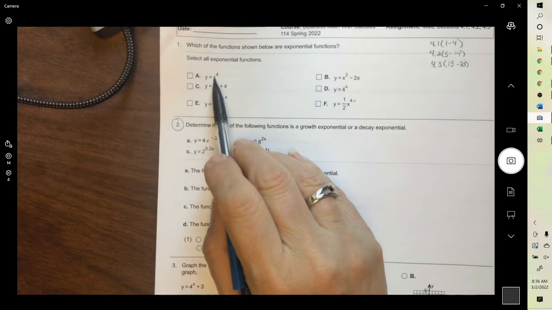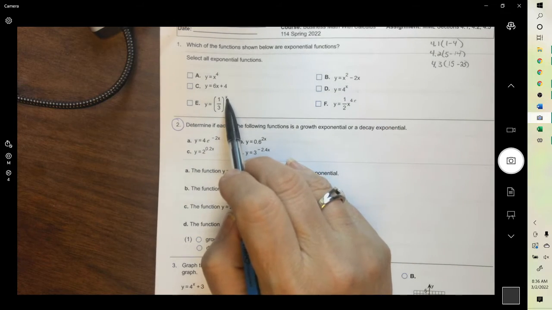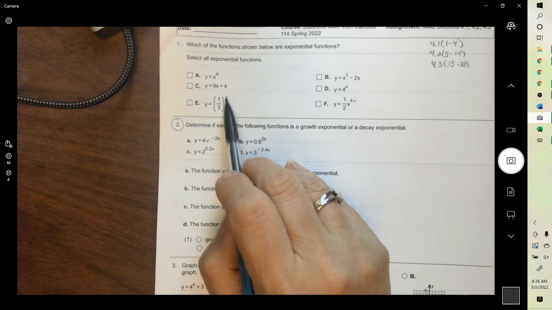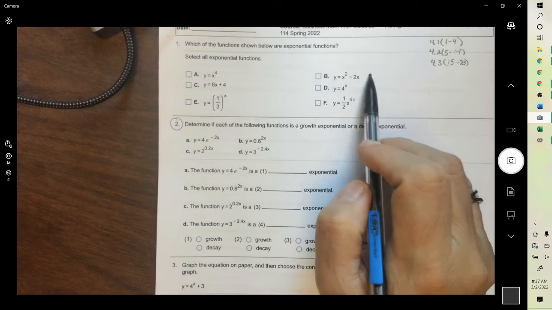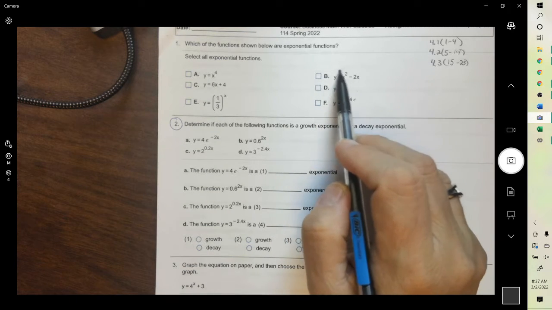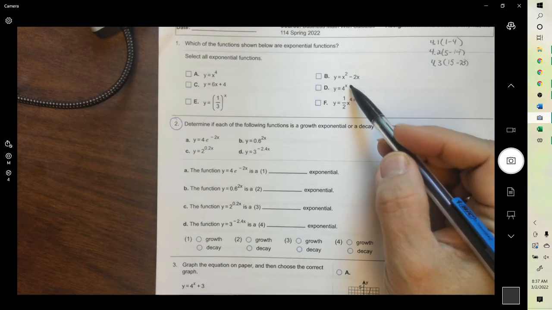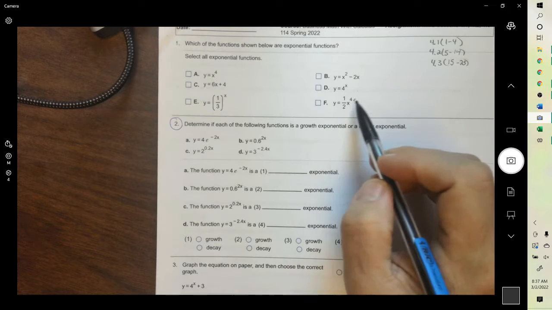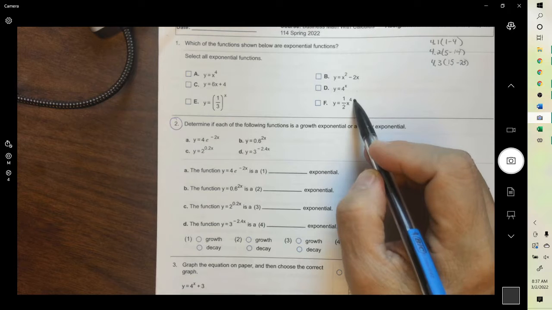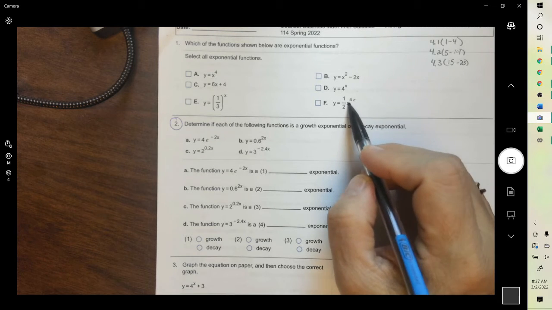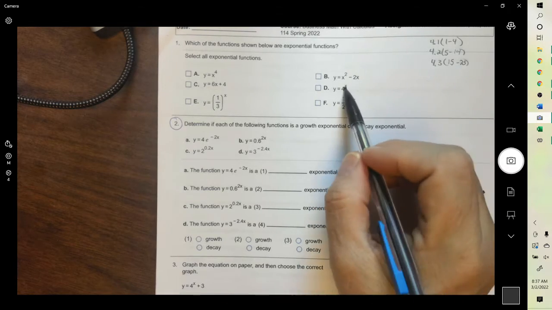So x to the fourth will resemble a parabola. This is linear. But this one is exponential because the x is in the exponent. So e would be exponential. This is quadratic. It's a parabola. And then d is exponential because the x is in the exponent. And the last one is not exponential because 4e is just a number. X is not in the exponent. So it would only be d and e.